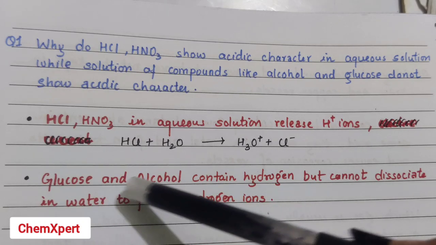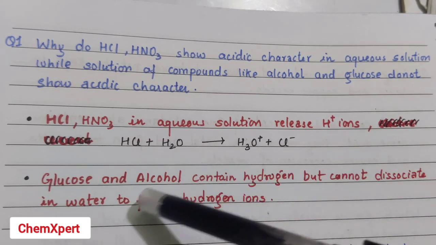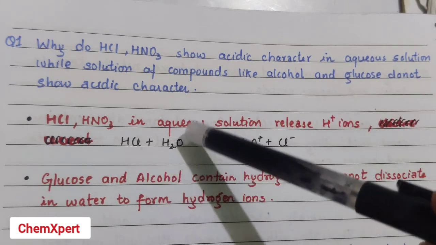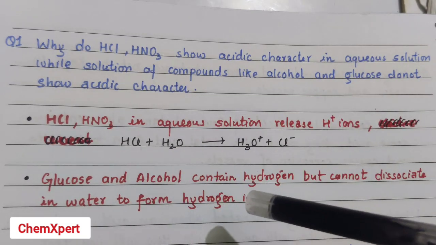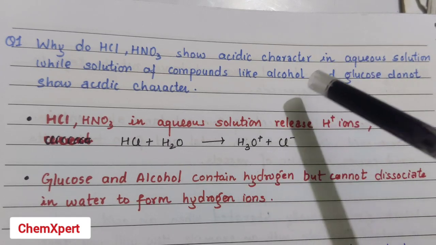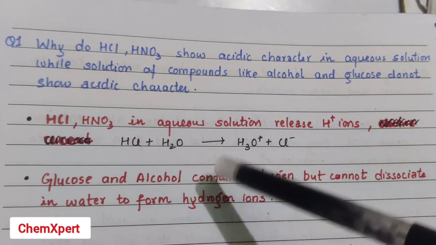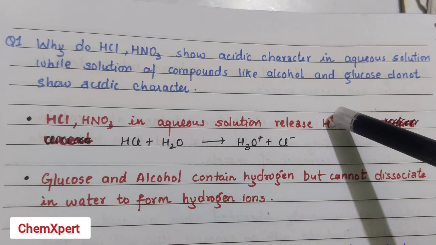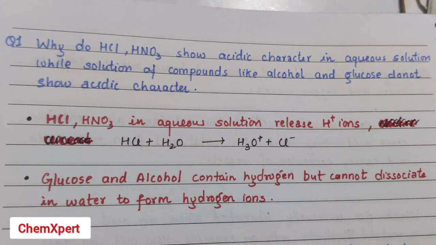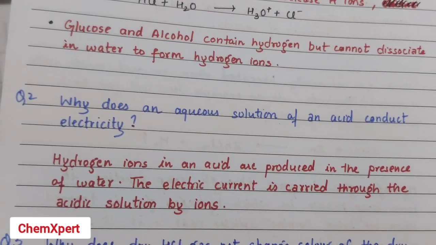Whereas glucose and alcohol contain hydrogen but cannot dissociate in water. So this hydrogen is not dissociated in the presence of water, hence it does not show any acidic nature. Glucose formula is C6H12O6. It contains H, but it does not dissociate H into H plus ion. Hence it is not acidic in nature.